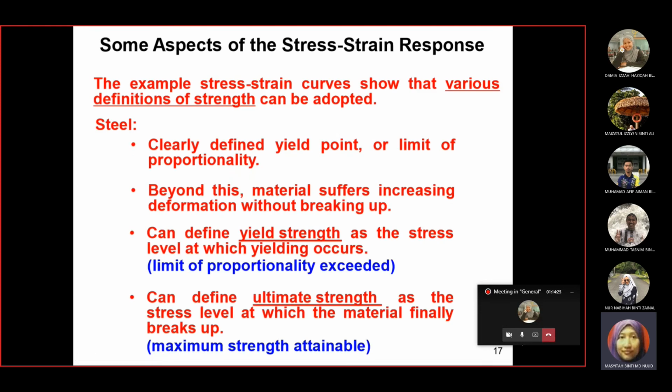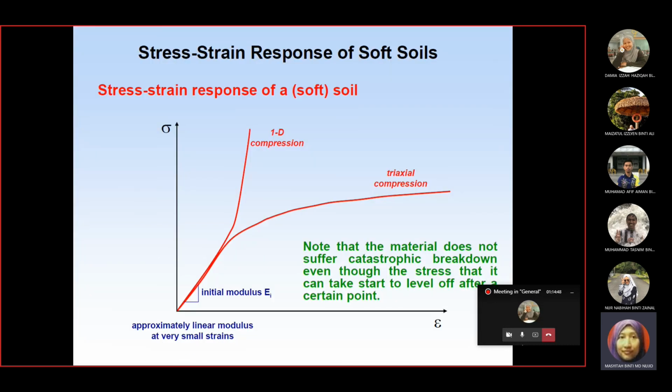Okay, what is important from the stress strain response? The definitions, for example, for steel we want to know where the yield point is, the limit point, and beyond this point how does the material behave? Does it deform without breaking up, or deform with fracture, or deform in the form of creep? That too we want to know more. If you make a comparison for soft soil, for example, this is how it acts for one dimension compression and also triaxial compression. So it tells you the behavior behind each of these lines.